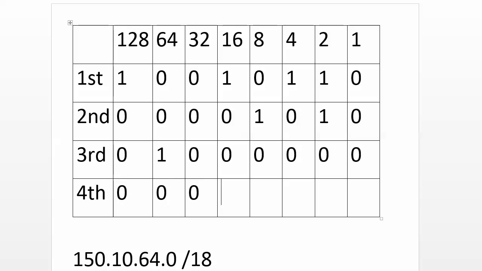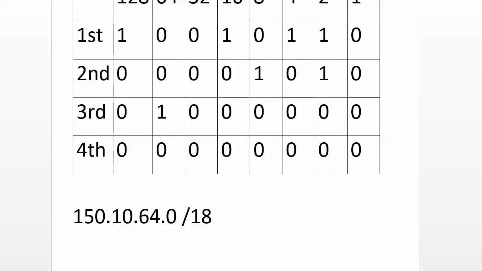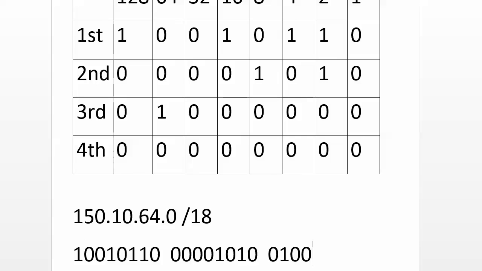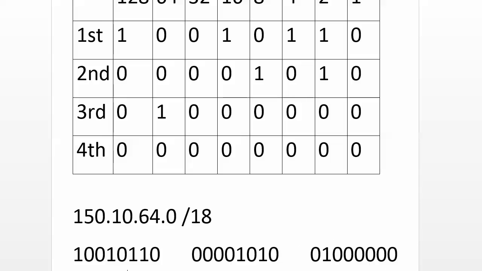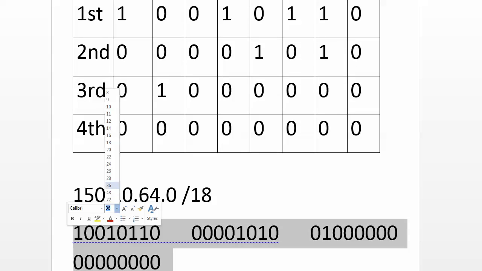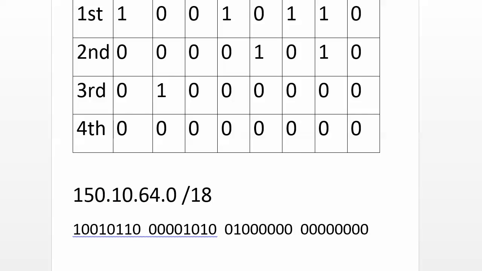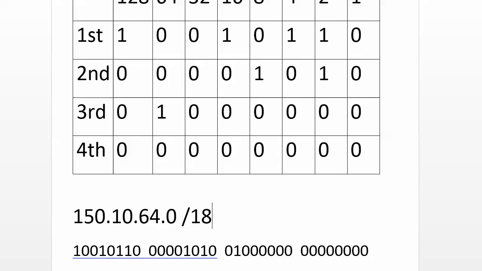And just for fun and giggles, we'll write that on out. So I'm going to give myself a little bit of breathing room here. My binary string, and I may have to shrink this up a little bit. Yep, let me shrink that up a little bit. There we go, 28 will do. So there is my binary string, and the mask that I was given was /18.